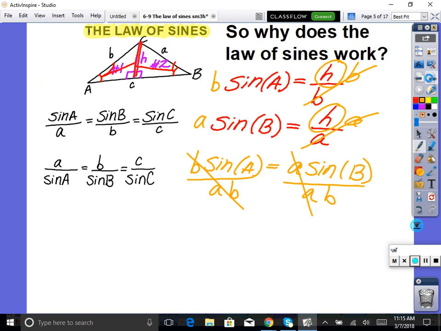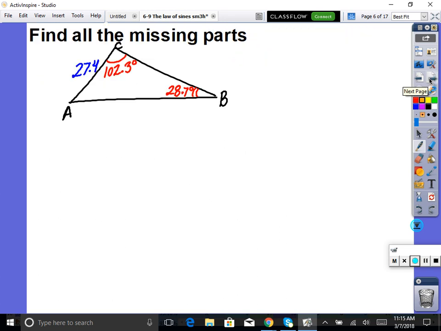Okay, here we go. Here's my first example. Find all the missing parts here. First of all, notice we have two angles and a side, so we can find that third angle really easily. If I ever ask you to solve the triangle, make a box of answers. So let's go through and find angle A.